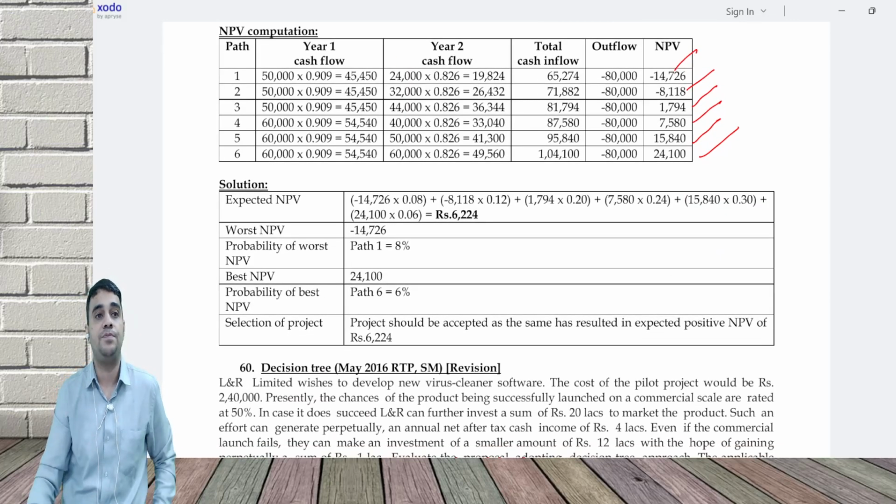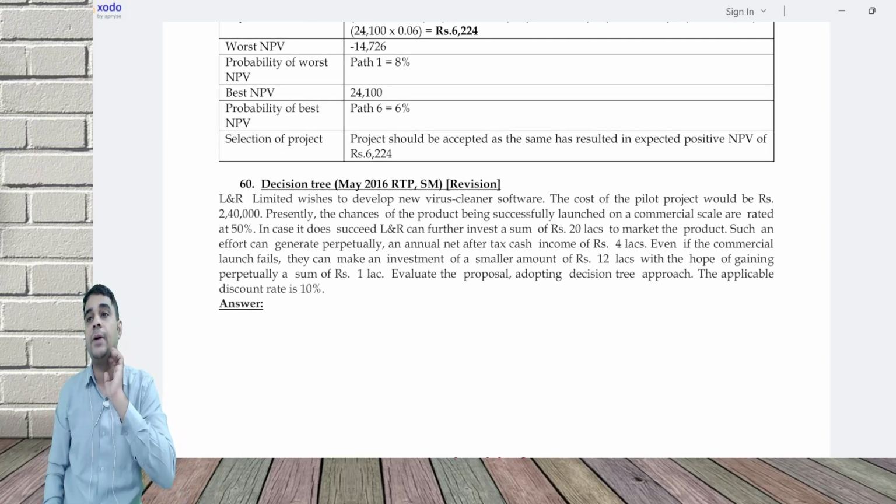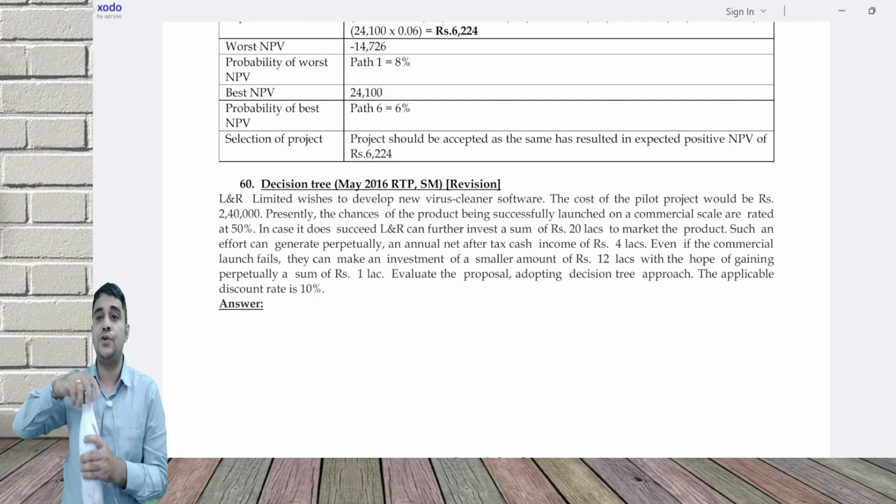Any doubts on this? Let's go to 60, where the diagram will become critical. Without a diagram, if you do 60, you will make an error.